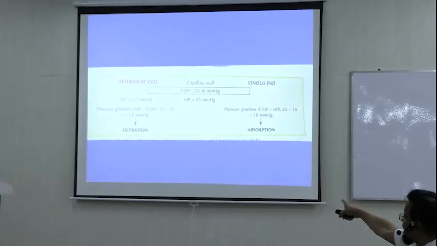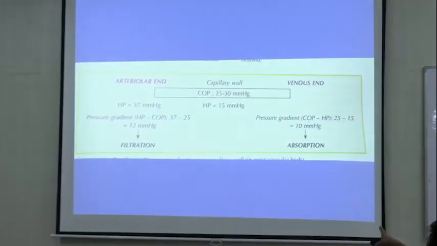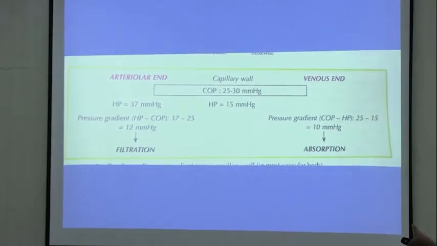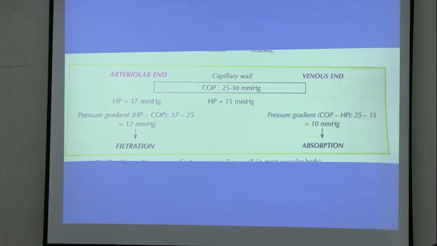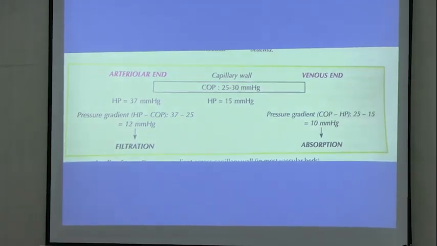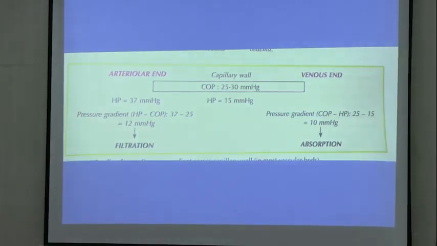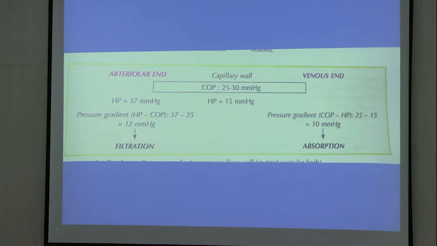See, at the arterial end, HP means hydrostatic pressure. What is the value? 37. And the osmotic pressure, COP, colloidal osmotic pressure, suppose it is 25. Then what is the difference? 37 minus 25 is 12 millimeter of mercury. So because of this, the effective filtration pressure is 12, and a certain amount of fluid will be filtered.